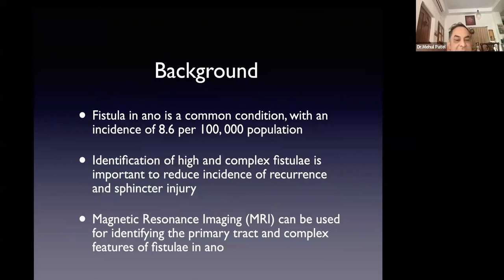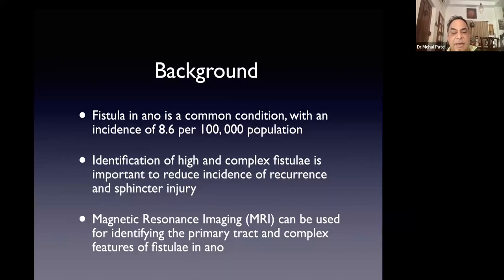I'll start with this. Fistula in ano is a very common condition with an incidence of about 8.6 per 100,000 population. The main aim of imaging is to identify high and complex fistulas, to reduce the incidence of recurrence or the risk of incontinence following sphincter injury if you are going to divide the sphincter to reach the fistula. So you need to identify which fistulas are complex. Our traditional thought was that we need to identify the high and complex fistulas, particularly with side extensions and tract abscesses, so that will reduce recurrence.